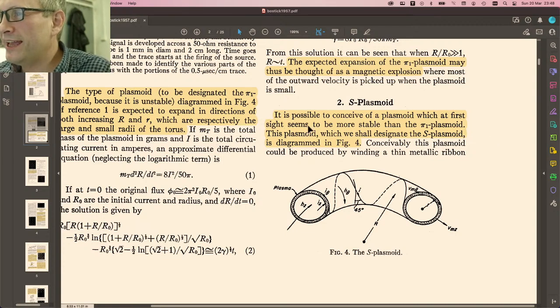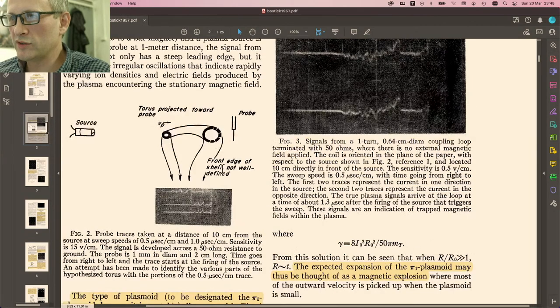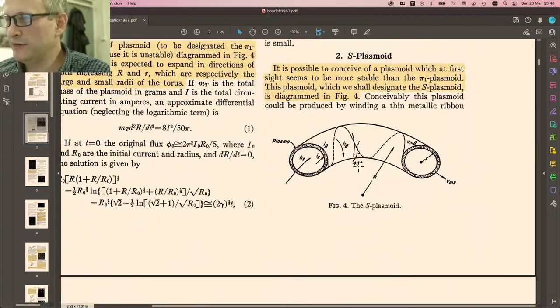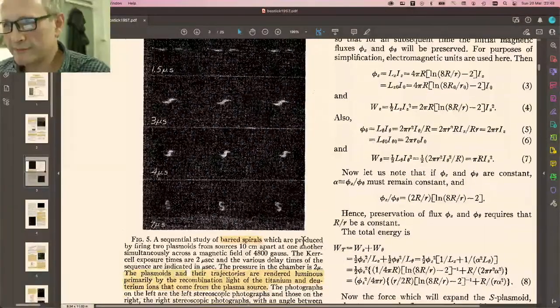Right. So it is possible to conceive of a plasmoid which at first sight seems to be more stable than the pi 1 plasmoid. This plasmoid, which we shall designate the S plasmoid, is diagrammed in figure 4. So this is the hypothesized more stable one than this. And when we look at it, it looks remarkably like a cross section through an exotic vacuum object. And in fact, I might show you my image of this.